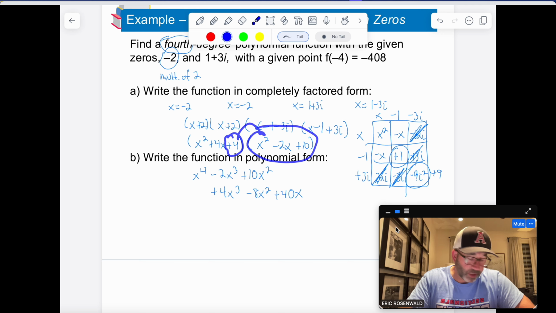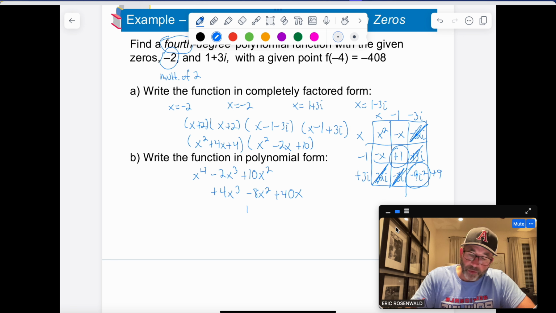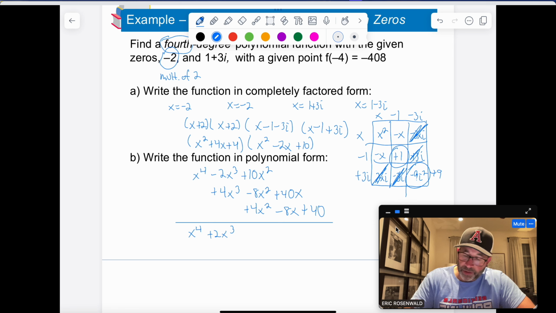So we're going to have a 4x squared, a negative 8x, and a positive 40. Let's put all these together. And we're going to have x to the 4th plus 2x cubed. That's 14, so that's going to be 6x squared plus 32x, and then plus 40.